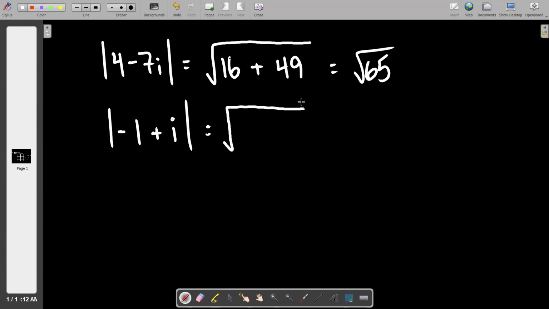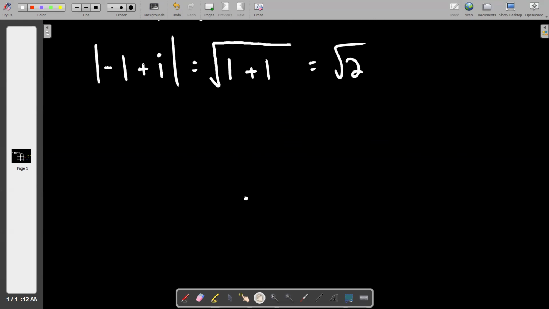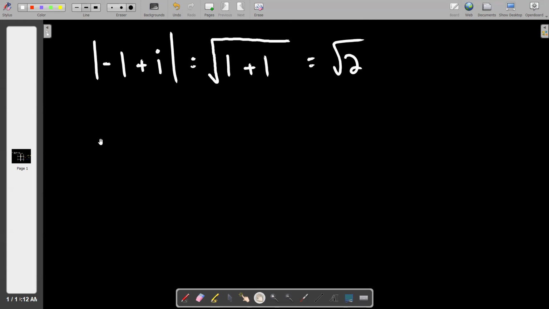So what's a squared? What's b squared? What's 1 plus 1? So the answer is root 2. What did you say? Yes, you. No, sorry, I'll slow it down a little bit there for you. How about this one? The modulus of 3 plus 4i.